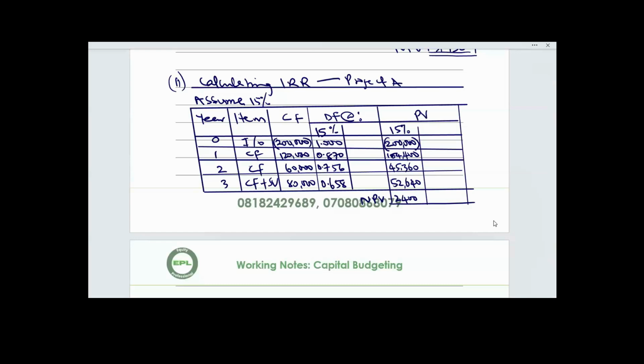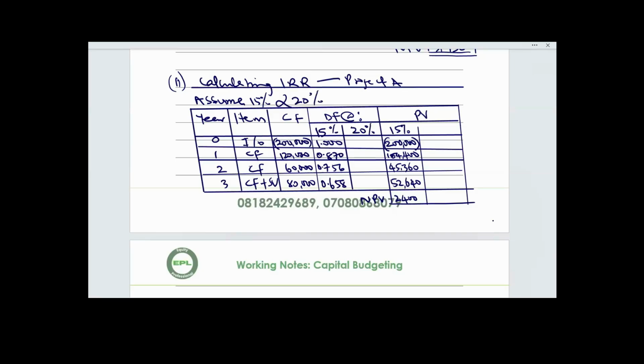Let's assume a higher discount rate to get a negative NPV. When you look at the NPV we calculated, 2,400 is very close to zero. So, we assumed 15% and got a positive NPV of 2,400. Let's assume a higher discount rate that will give us a negative NPV. So let's assume 20%.